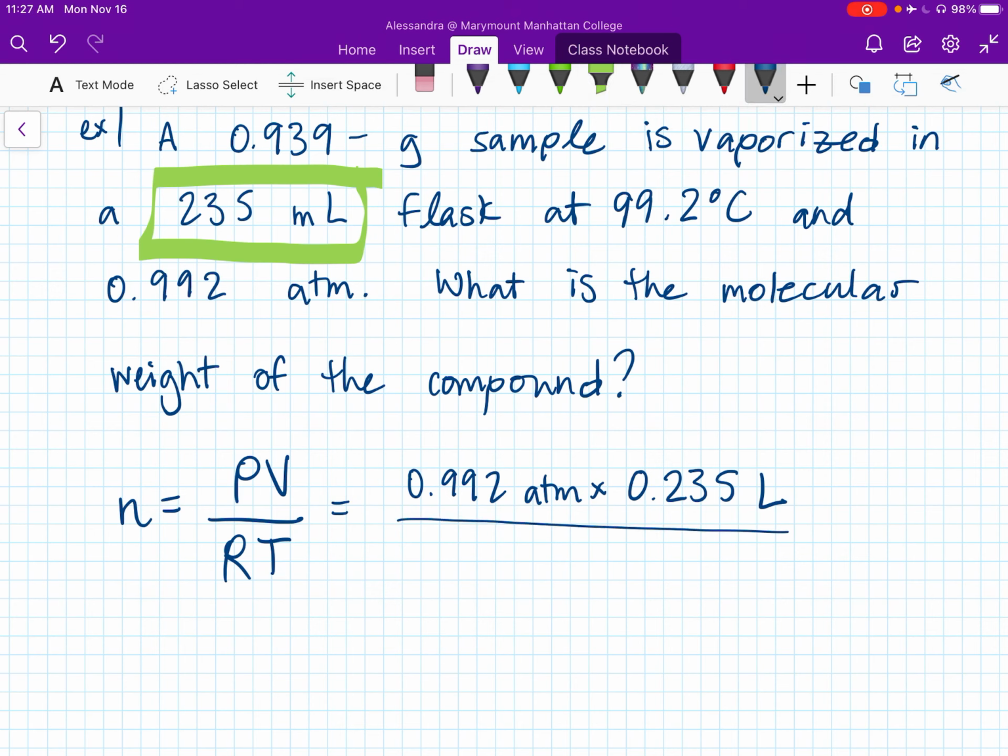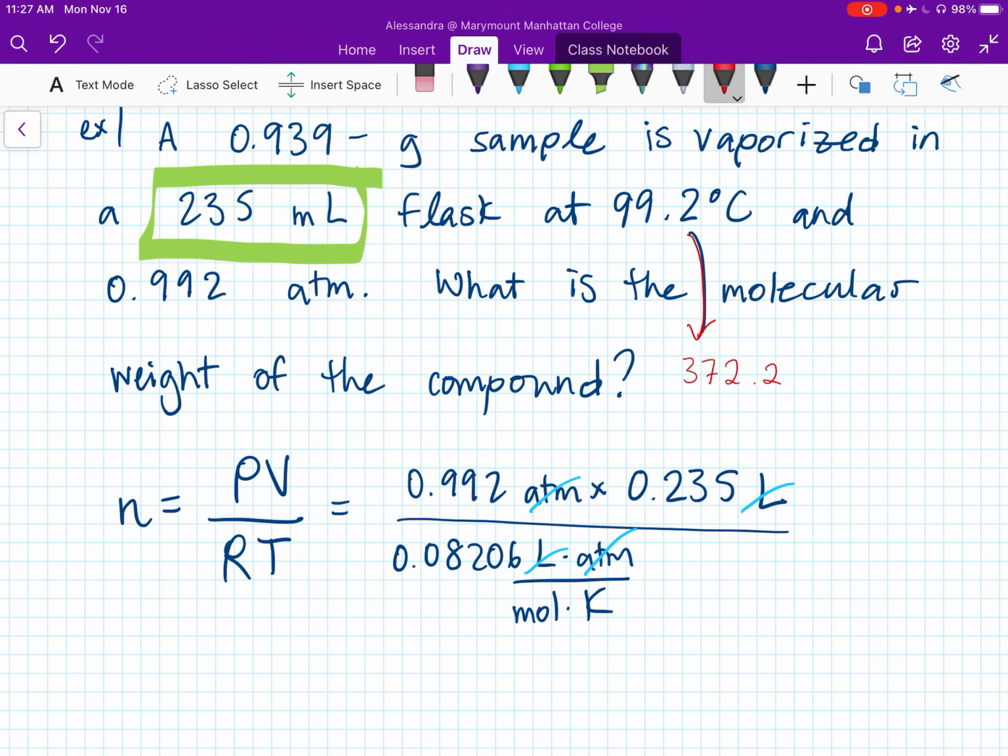And the reason, of course, is that the gas constant has units of liter atmospheres per mole Kelvin. So the units of volume need to match so that I can cancel them. Okay. Finally, I need the temperature. So 99.2, I need to add 273 to that because I need to make sure it's in Kelvin. So that's 372.2 Kelvin.